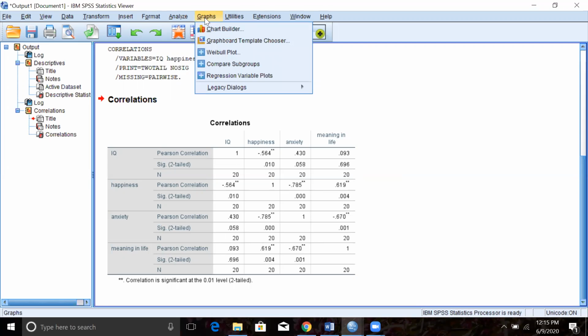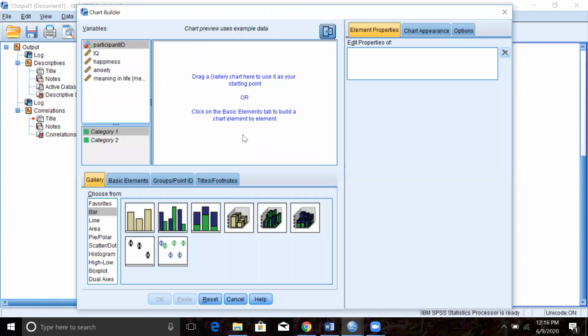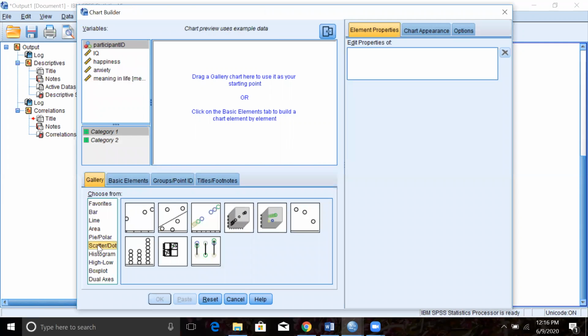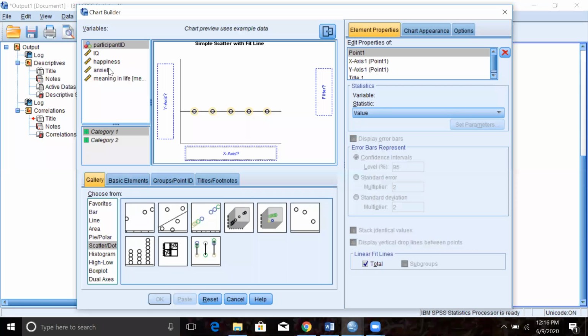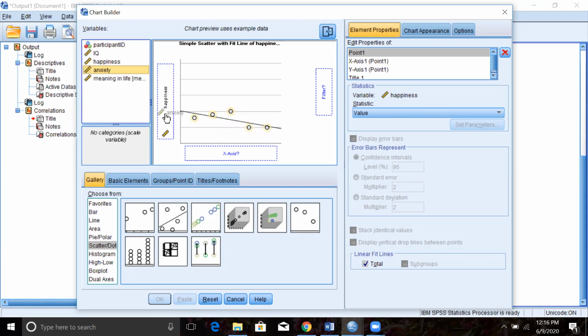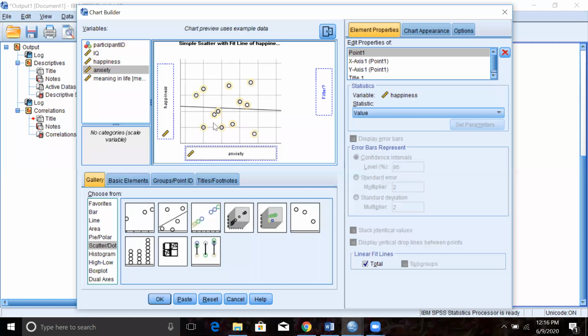Go to graphs, chart builder. Scatter dot. This one here, where you see the line in the preview, that's the scatter plot with best fit line. So drag that into the gallery. Drag your variables onto the axes. Doesn't matter which one is variable X and which one is variable Y. Scatter plot will look basically the same.